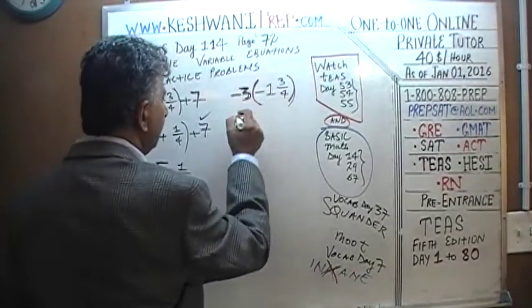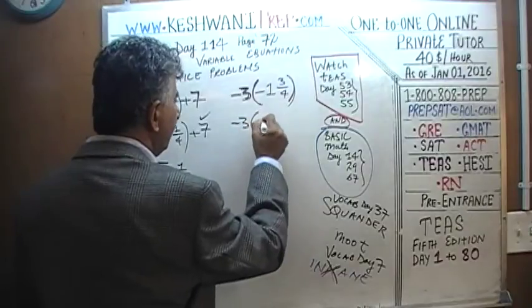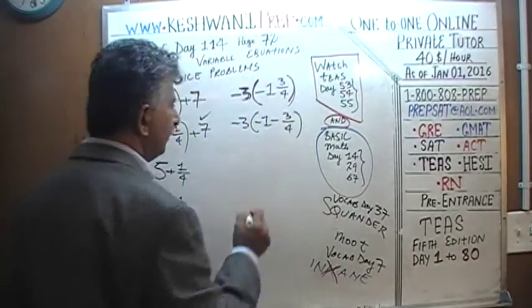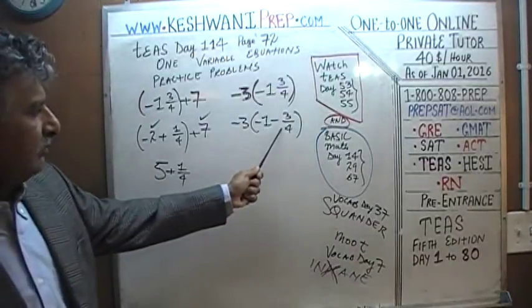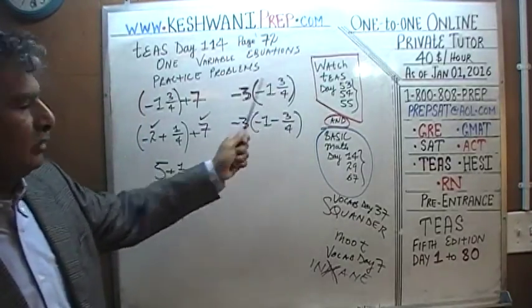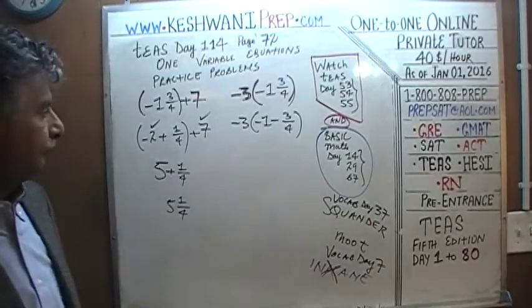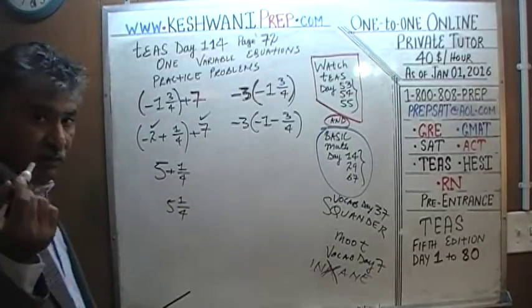We have a negative 3 here. We're going to bring that down. And negative 1 and 3 quarters is the same as negative 1 and negative 3 quarters. Did you know that? Of course. If you add up the two figures, you're going to get that. Let's see what we can do, okay? Pay attention and stay with me in the story.